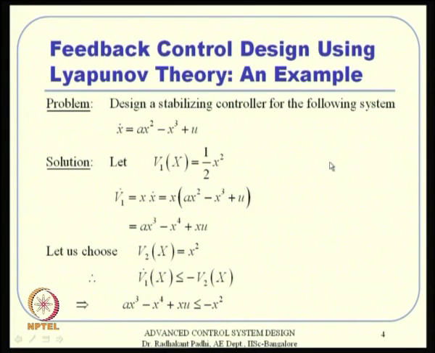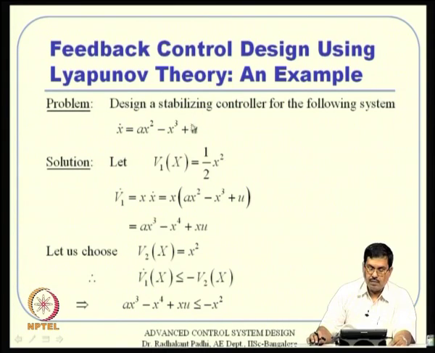Let us see a small example before talking in a lot more formal theory. This is a simple scalar problem where x dot is a x square minus x cube plus u. We want to design a state feedback control u so that the closed loop system is asymptotically stable. So, we have to select a V1 first. We will naturally select a quadratic function, half of x square. So, V1 dot happens to be x times x dot, obviously, because del V1 by del x is x, and x dot is the system dynamics you see here. We put it back here, so essentially V1 dot is something like this.